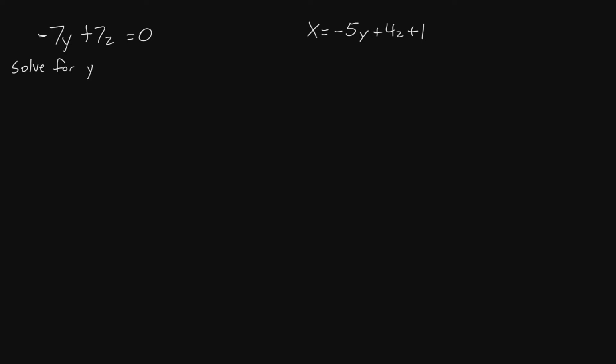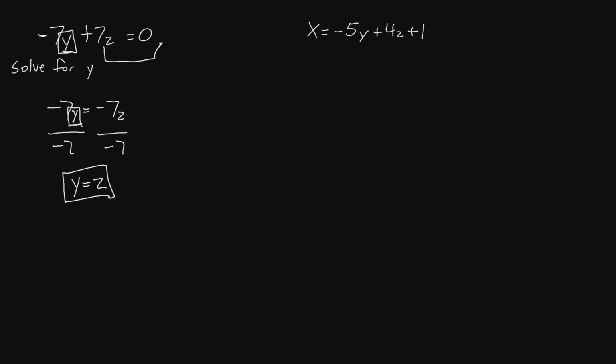So, starting from negative 7y plus 7z equals 0, we are going to try to solve for y. So let's move the 7z over to the right. We'll have negative 7y equals negative 7z. Then, if we're going for y, we can divide by negative 7. So we have y equals z.